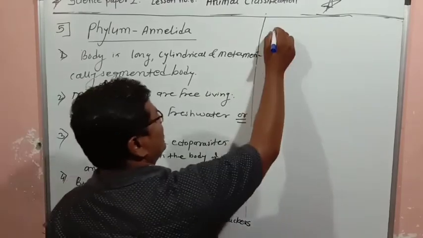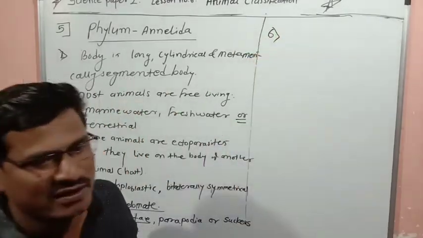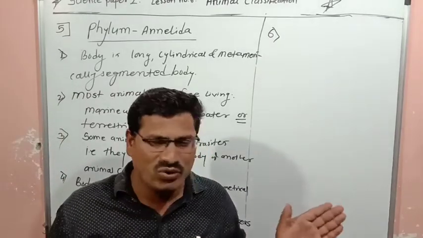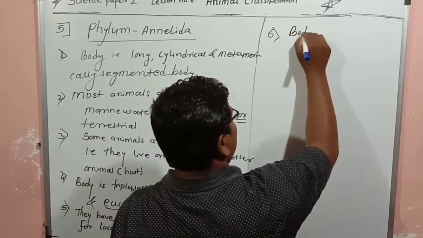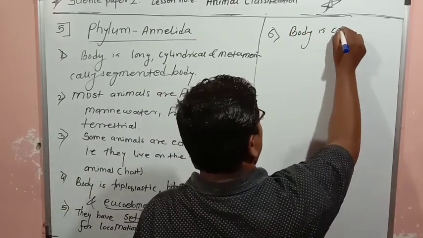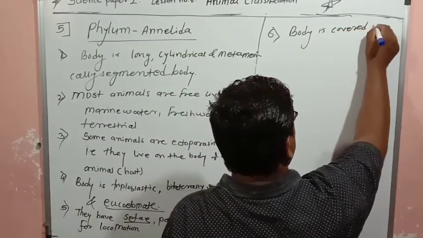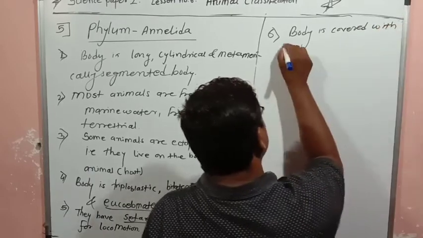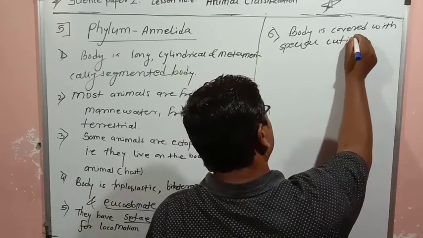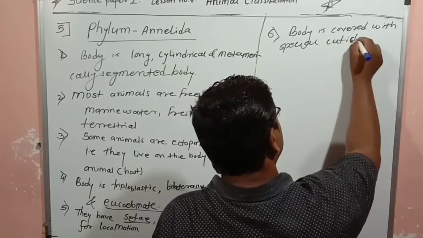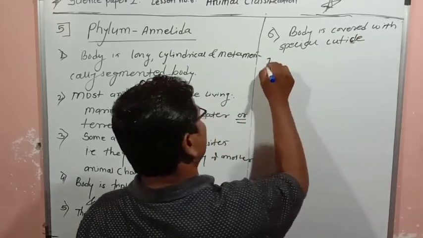Then the sixth characteristic is that the body is covered with a special cuticle, a special layer also you can say.